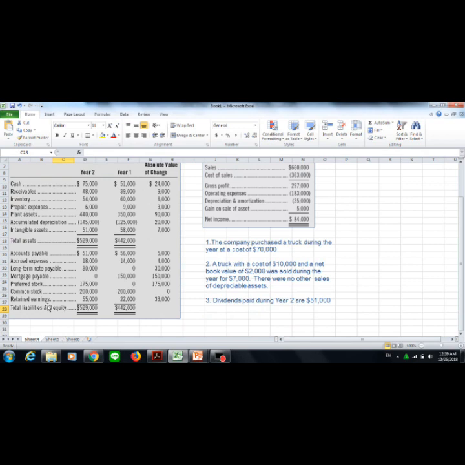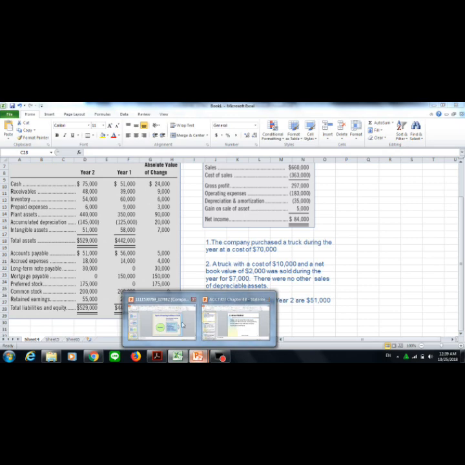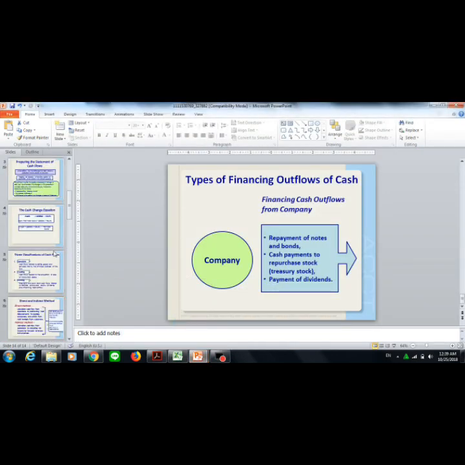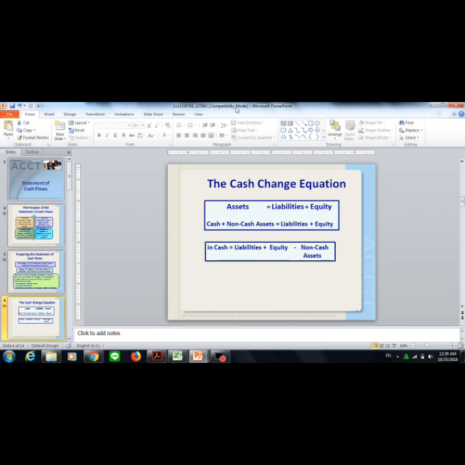And for the liabilities and equities, if they are decreasing, we have to minus it at statement of cash flow. If they're increasing, we have to plus it from statement of cash flow. Like what I told you before in the PPT, this is the cash change equation.